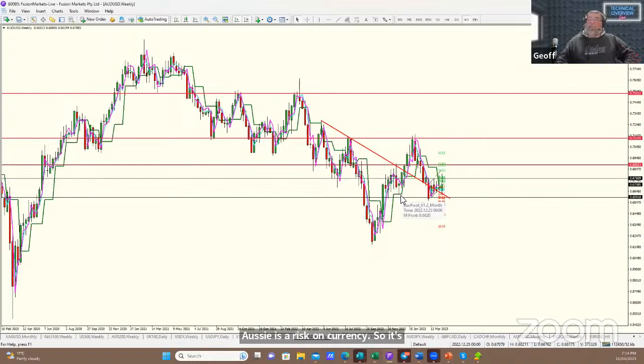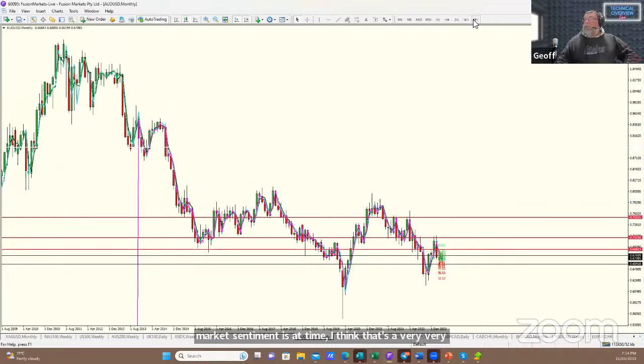And if you can gauge what that market sentiment is at the time, I think that's a very, very good currency pair to trade. Now, this one's also very interesting. The big picture here on Aussie versus the dollar is, clearly, and it has been for quite some time, in a downtrend.